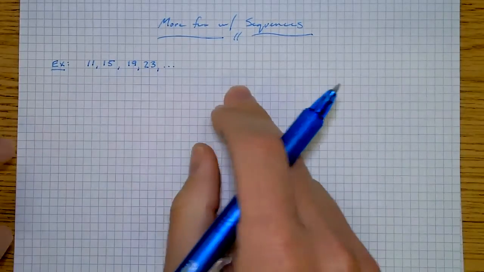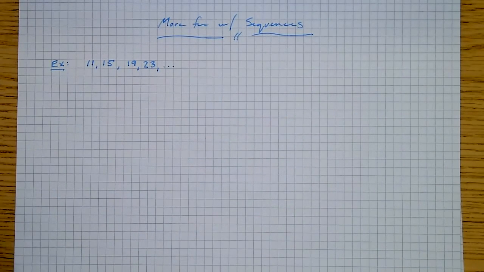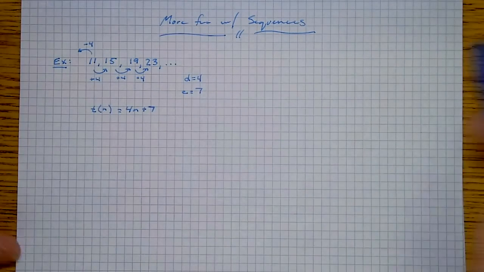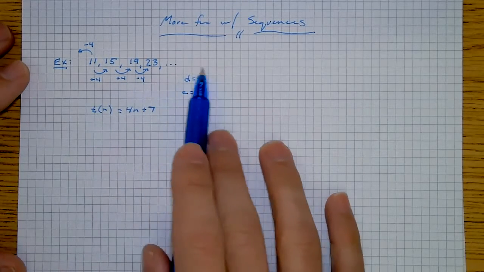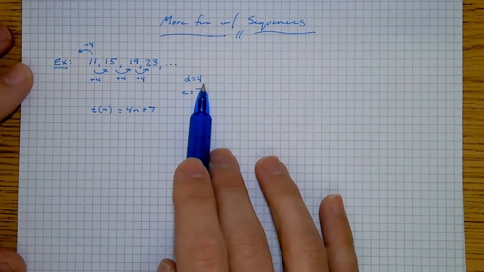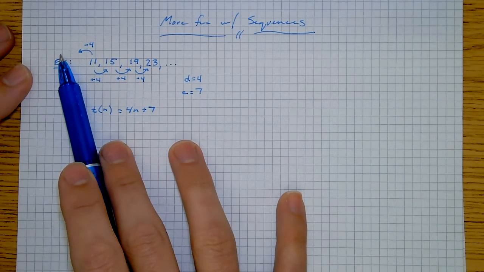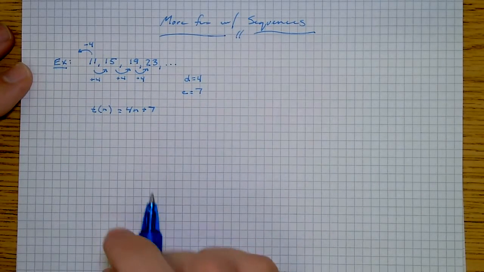Let's see, can we write an equation that fits this sequence? Try that on your own. Okay, so we're adding 4 between each term, so that gives us the d value of 4. Work backwards to find what the 0th term would be. In this case, 11 minus 4 gives us the c value of 7.